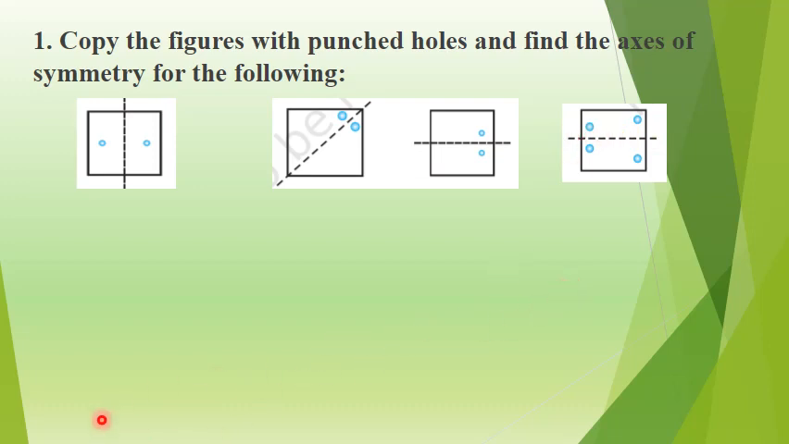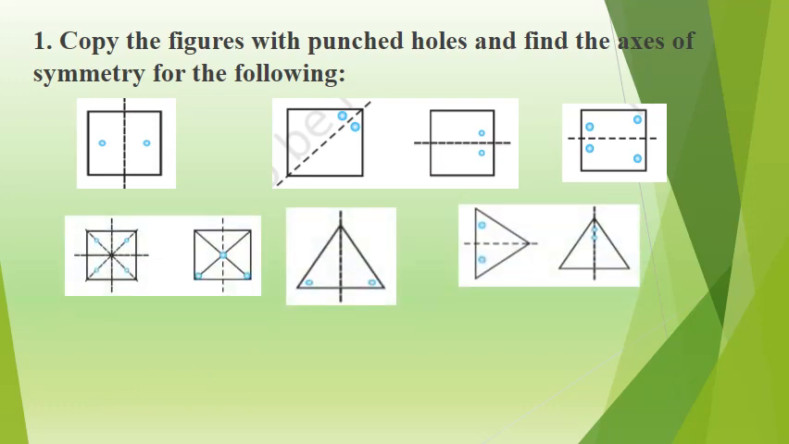And the next figure, here you can see that we have drawn four lines of symmetry, 1, 2 and 2 diagonal-wise also we have drawn. Here we have only one line of symmetry. Here also we have only one line of symmetry. Here also only one line of symmetry. Here also one line of symmetry has been drawn.